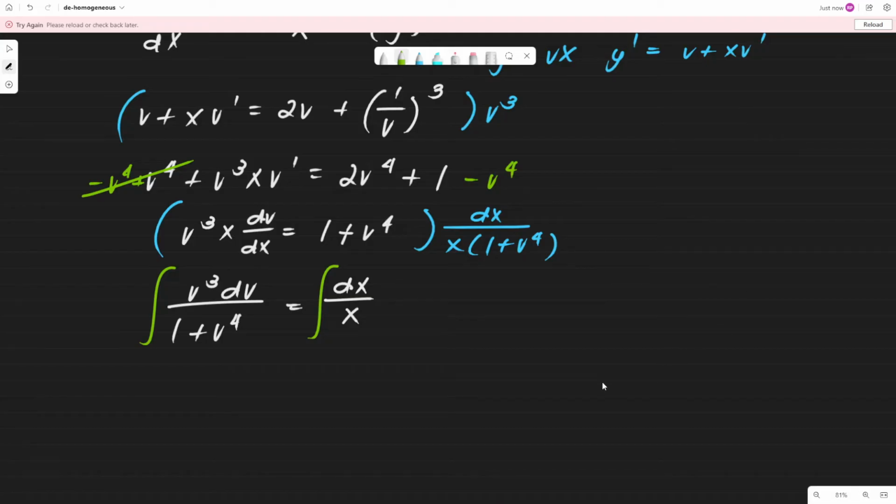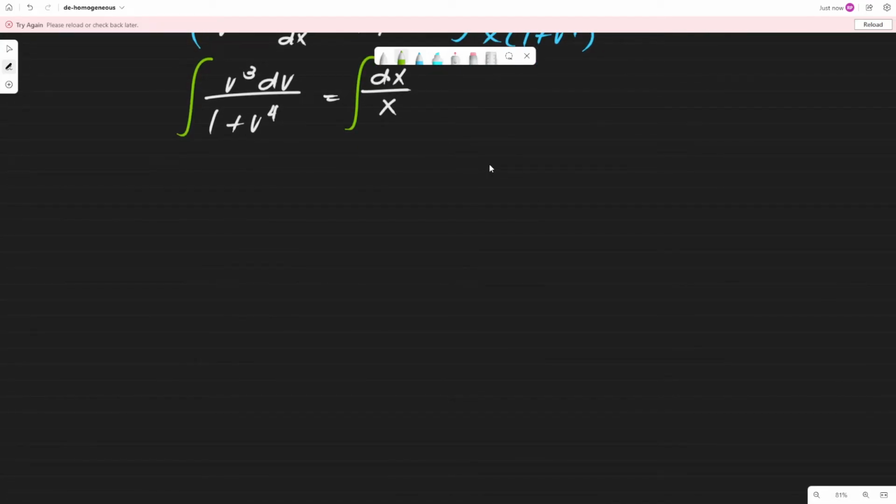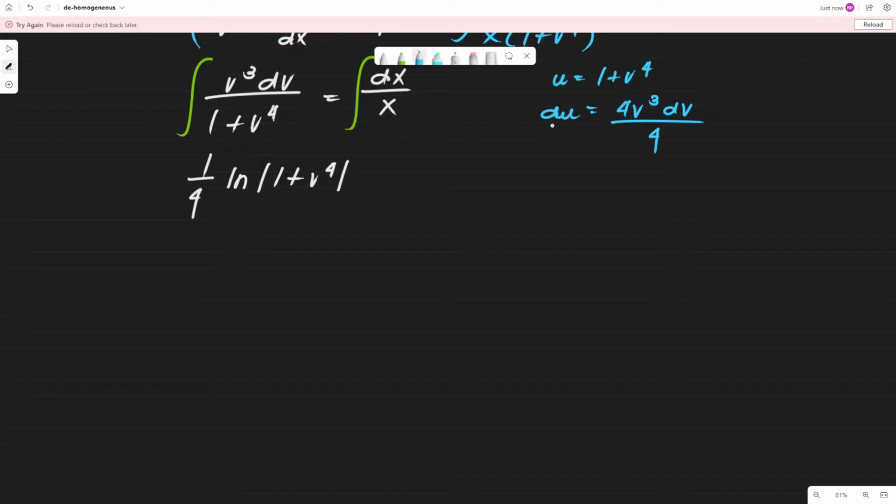So the integral of v cubed dv over 1 plus v to the fourth is actually equal to 1/4 multiplied by the natural logarithm of 1 plus v to the fourth. Why did it become that? Remember, u is equal to 1 plus v raised to 4, then du is equal to 4v cubed dv. We already have v cubed dv, so we need to eliminate the 4. Divide both sides by 4, so we will have 1/4 du over u, or simply 1/4 times du over u.